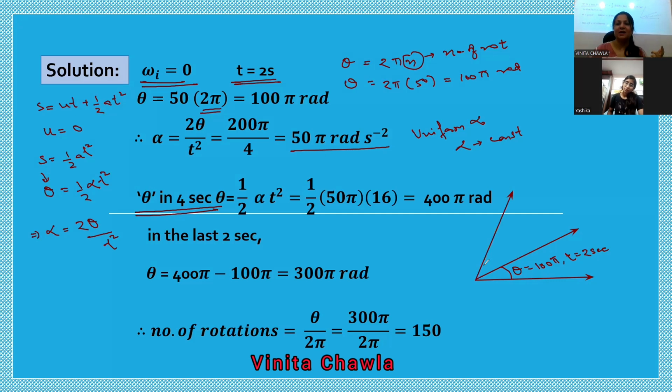मतलब 4 सेकेंड का मतलब ये है ना. तो ये थीटा 1 ले लेते हैं, इसको थीटा 2 ले लेते हैं कि थीटा 2 जो है वो 4 सेकेंड्स में बना. तो थीटा 2 4 सेकेंड्स में बना, राइट। ये थीटा आपका हाफ अल्फा टी स्क्वायर होता है, बिकॉज इनिशियल एंगुलर वेलोसिटी तो 0 है। पुट कर दो वैल्यूज। अब टी के प्लेस पे 4 सेकेंड्स का 4 स्क्वायर कर दिया हमने, तो 16 आ गया। तो यहाँ पे 400 पाई रेडियन आ गया, मतलब थीटा 2 जो है हमारा वो 400 पाई है। ठीक है। तो अब नेक्स्ट 2 सेकेंड्स का मतलब क्या है?